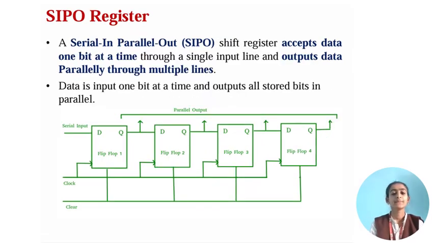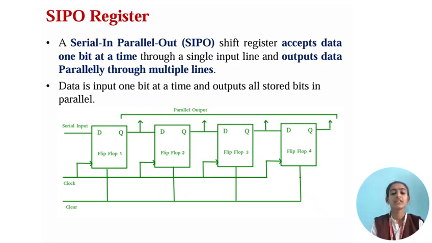SIPO register, serial in parallel out. This shift register accepts data 1 bit at a time through a single input line and outputs data in parallel through multiple lines. Data is input 1 bit at a time and the outputs are stored bits in parallel.